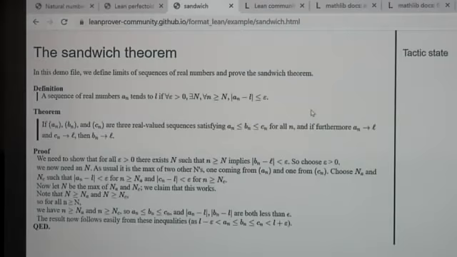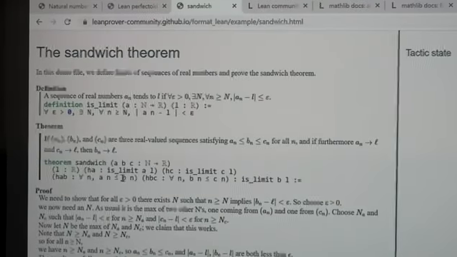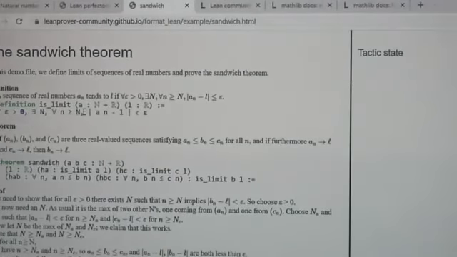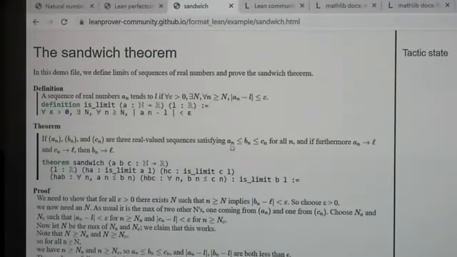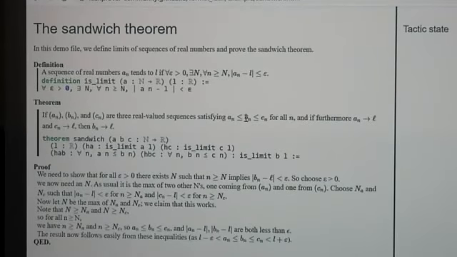So here is an example. If you write the proof, both in human language and in this type of language. So here, this is the sandwich theorem: if there are two sequences with limit L, then the sequence in the middle also has limit L.